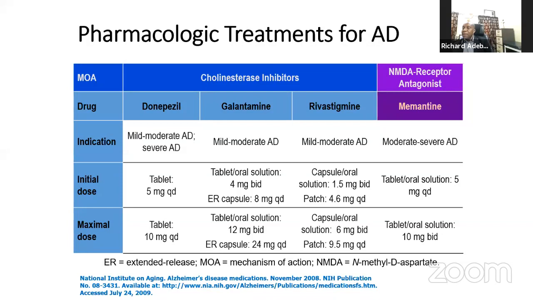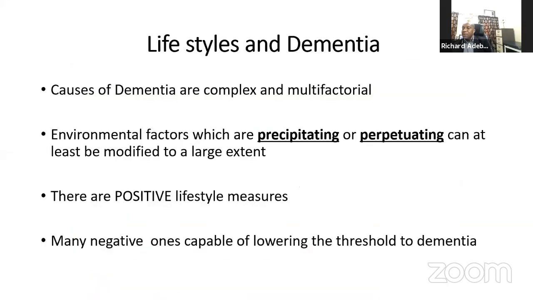I would like to lay more emphasis on lifestyle and dementia. That's the next slide. Causes of dementia are complex and multifactorial. We know that environmental factors which are precipitating or perpetuating can be modified to a large extent. Lifestyle issues can be modified to a large extent. Positive lifestyle measures, which we'll talk about very soon, and the many negative ones are capable of lowering the threshold to dementia. So we need to be aware of that.